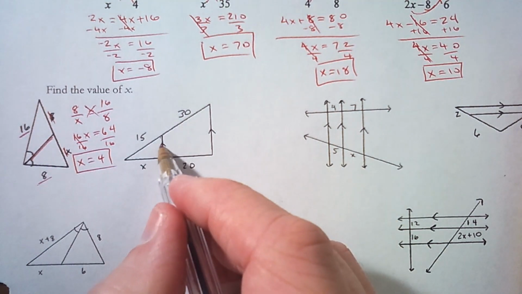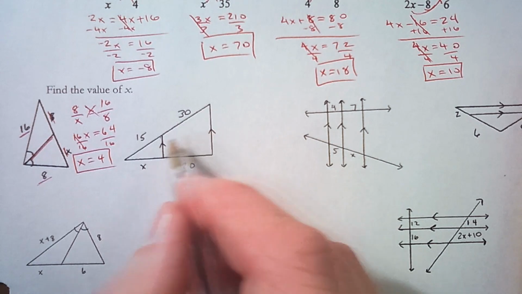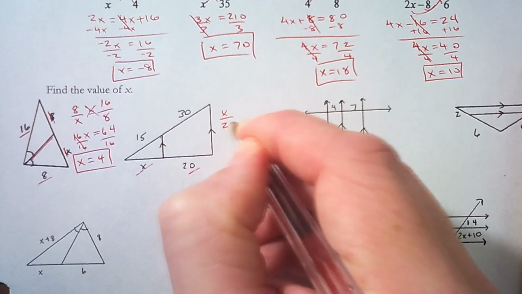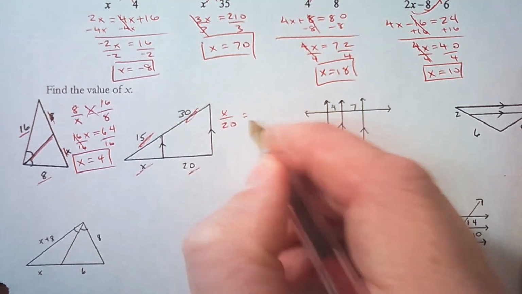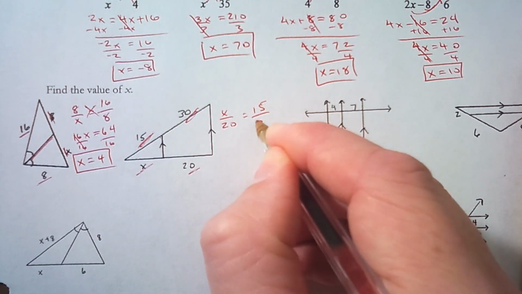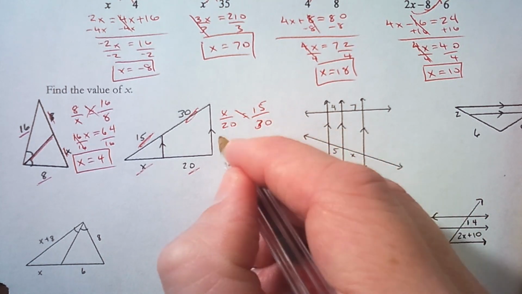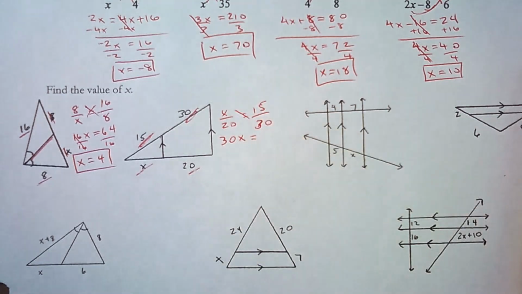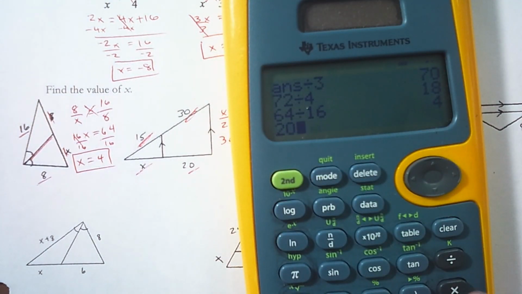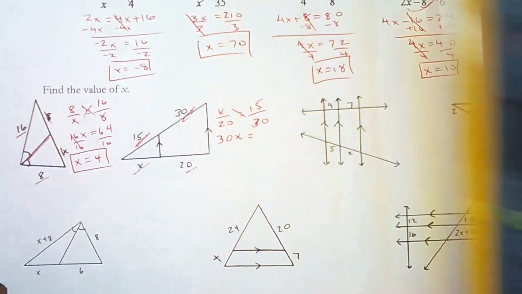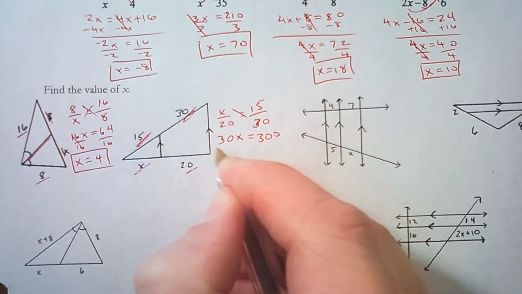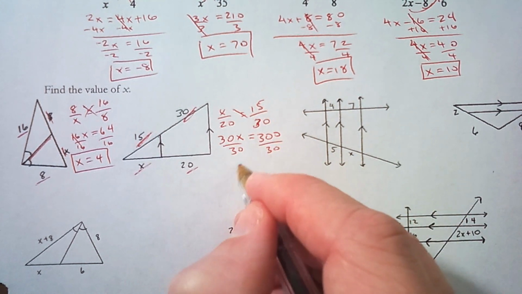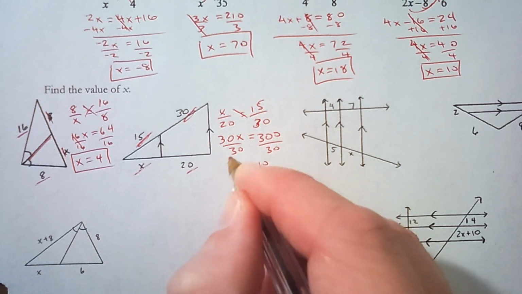Okay, now we have 2 parallel segments here in a triangle, and that divides the sides proportionally. So x is to 20 as 15 is to 30. So we get 30x. And then 20 times 15 is 300. And we divide by 30. And we get x equals 10.